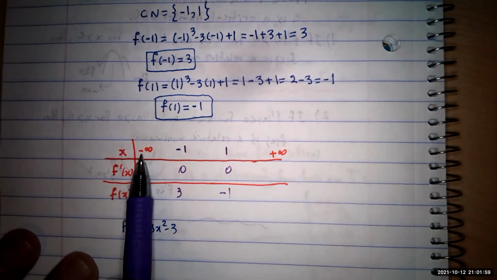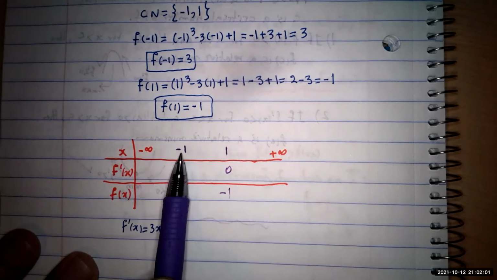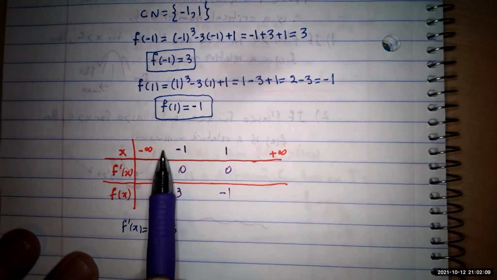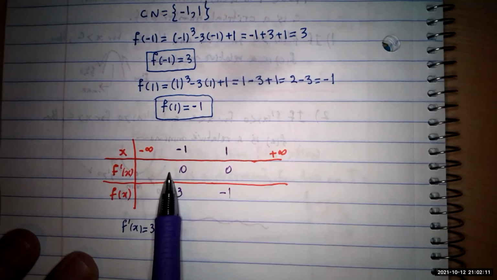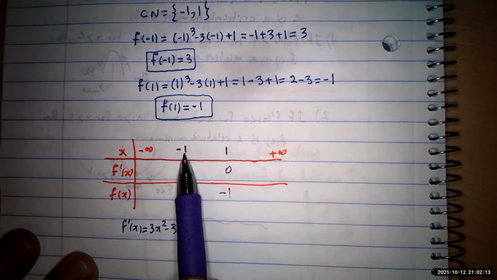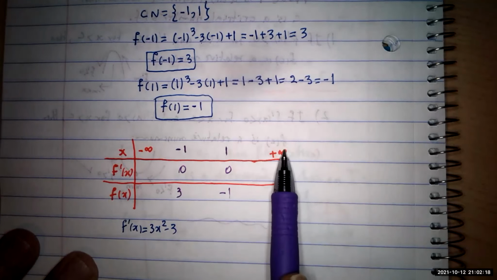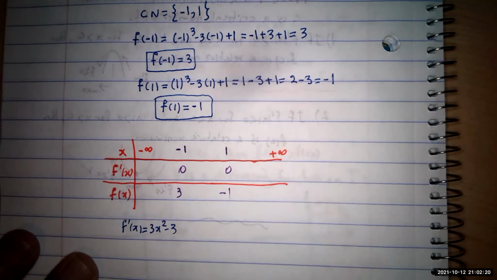So you may test one number here, between negative infinity and negative 1. You pick a number and drop it into the F prime. If it's positive, this sign will be positive. If it's negative, this sign would be negative. Then you pick one number between negative 1 and 1, and one number between 1 and positive infinity. This is one way to do it.